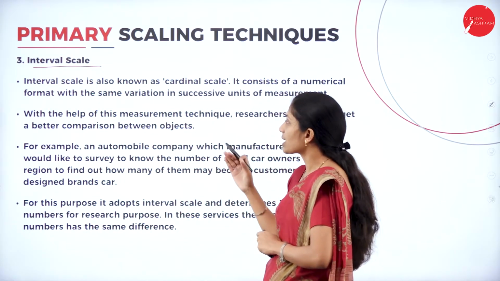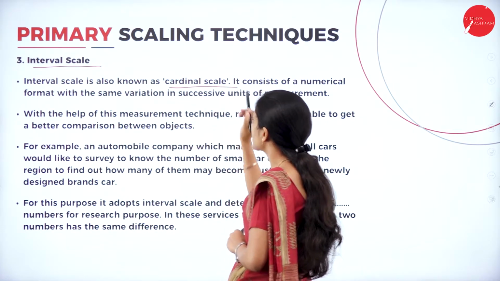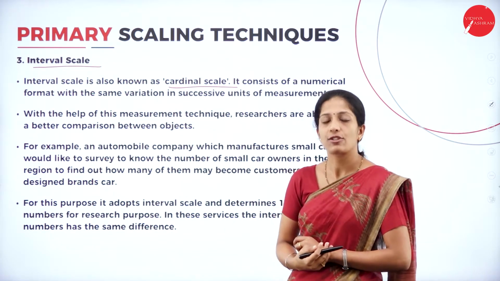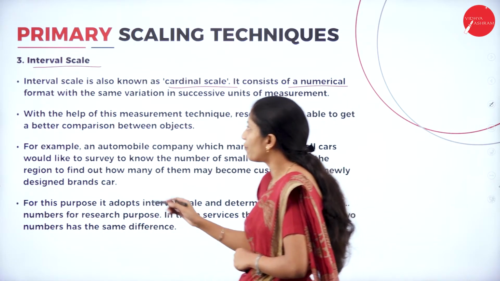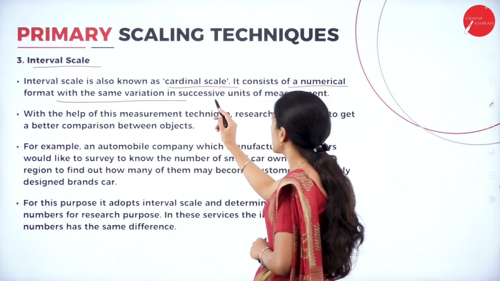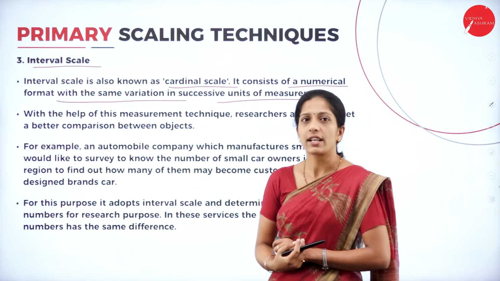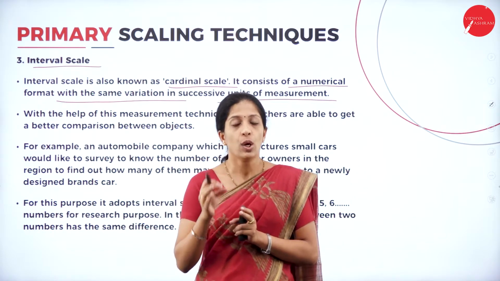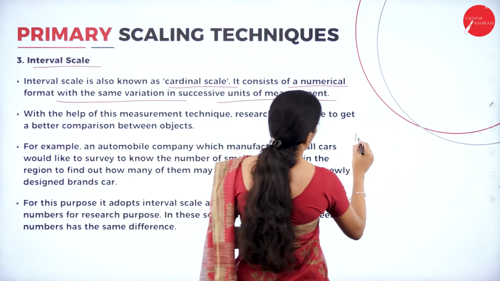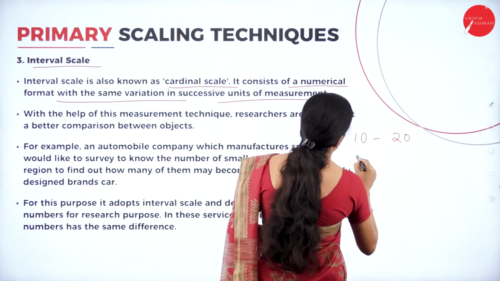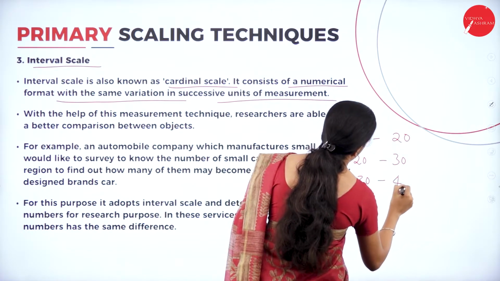Now, let us see what this interval scale is. Interval scale is also known as cardinal scale. It consists of a numerical format with the same variation in the successive units of measurement. Here they will give options where the difference between the options will be the same. For example, 10 to 20, again 20 to 30, 30 to 40.